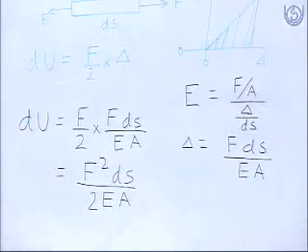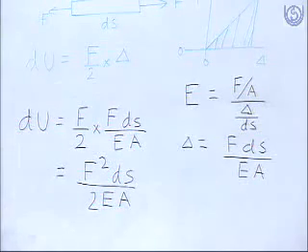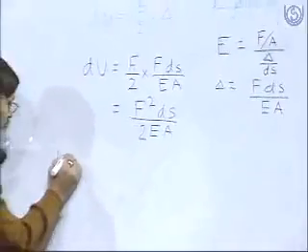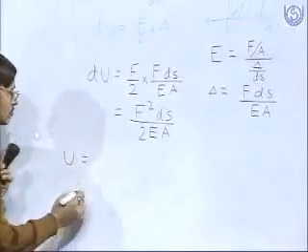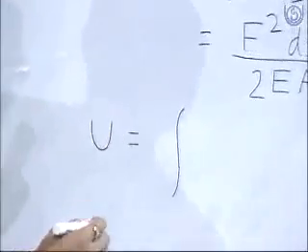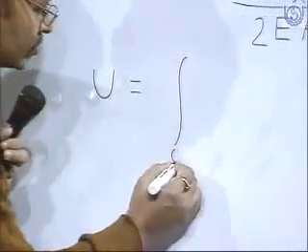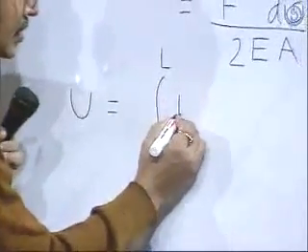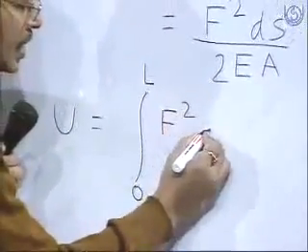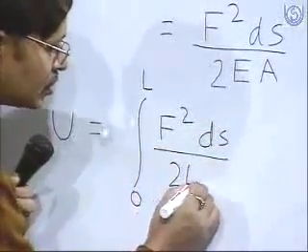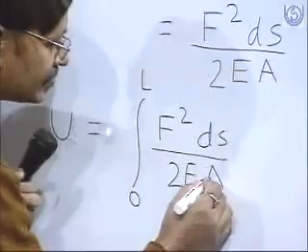Now if we want to calculate the total strain energy stored in a member due to axial force, then U will be equal to the integration from 0 to L of F square ds divided by 2EA.